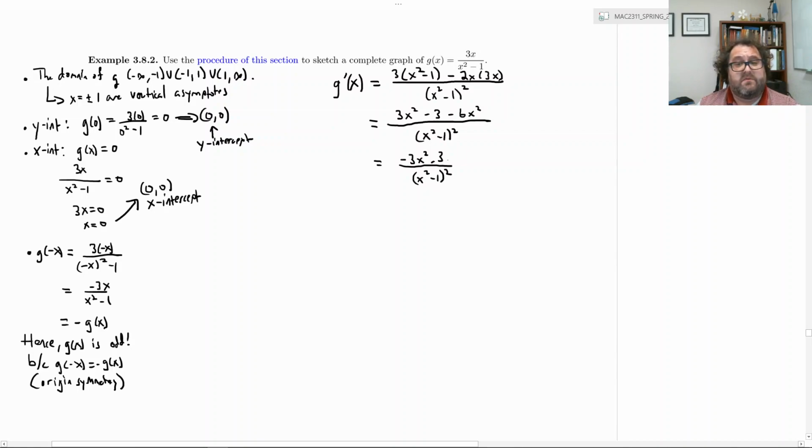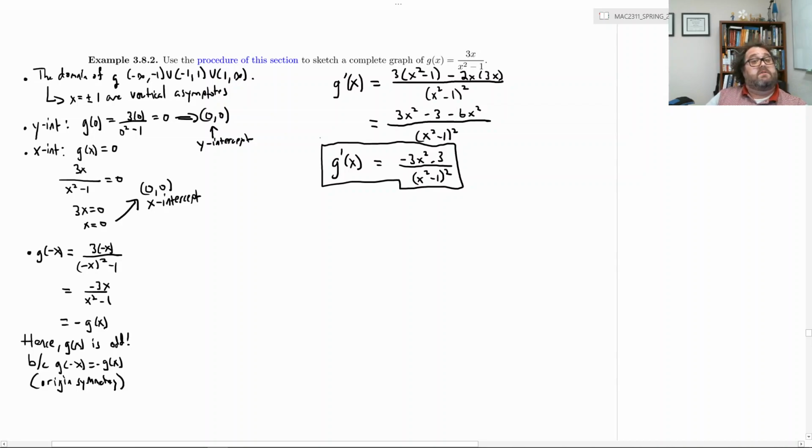I suppose if you wanted to, you could factor a negative 3 out of the top, and then you could factor it even further. Usually it's fine. We'll leave it like that for the time. There's g prime. I'm going to box it off. I'll need to reference that several more times.